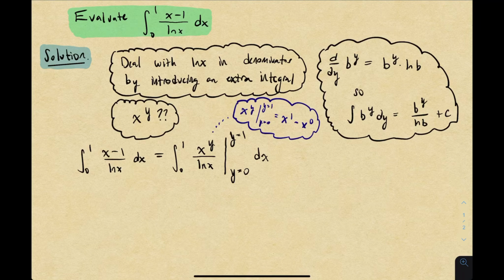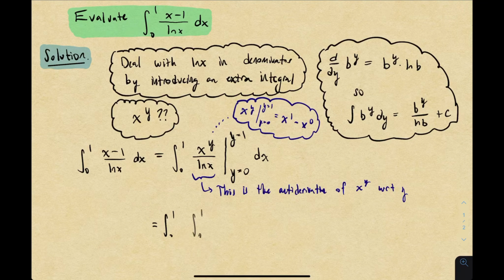But now look what we have. This term right here looks a whole lot like this term right here. In other words, this function is the antiderivative of x to the y with respect to y. So running this rule backwards tells me that the inside quantity here is the integral of x to the y from 0 to 1 with respect to y. And with that extremely clever observation, we've successfully turned this single variable integral into a double integral.